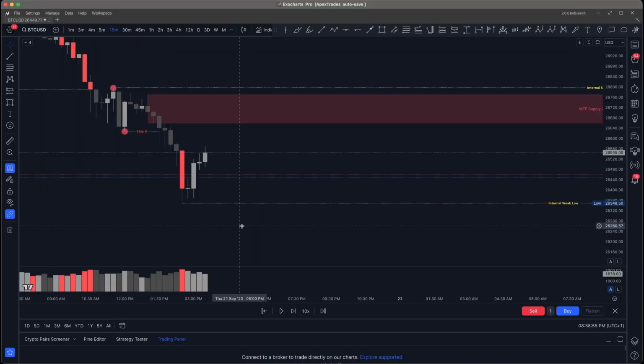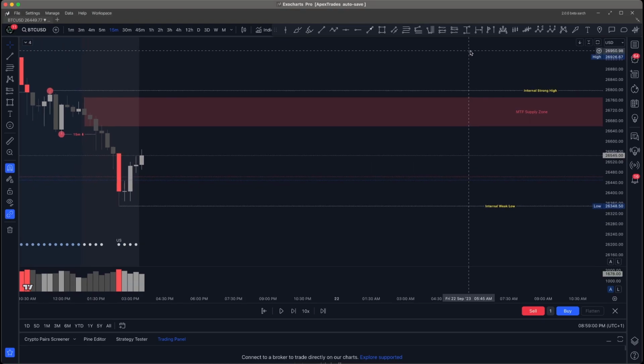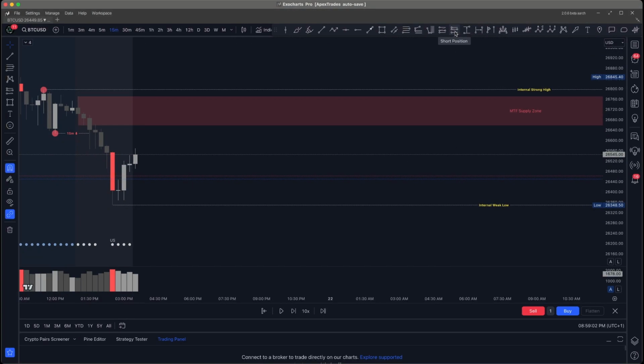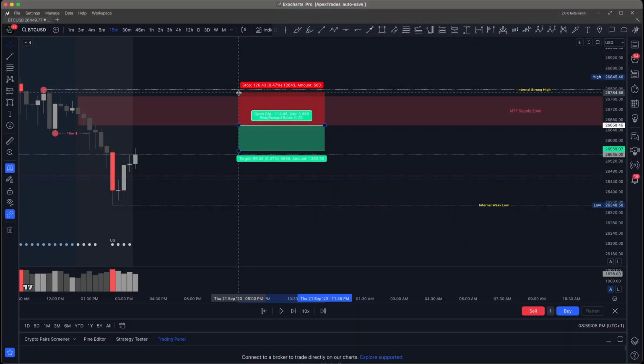Go back to that 15 minute, and let's see. Let's get a short position somewhere there. We can go here. It is an interesting one. So that's the top of the supply zone, right? But because we're so close to the internal strong high, I'm just going to take it to the actual internal strong high. Even if it wicks above it, it's a trend change, right, to me. So it is what it is.